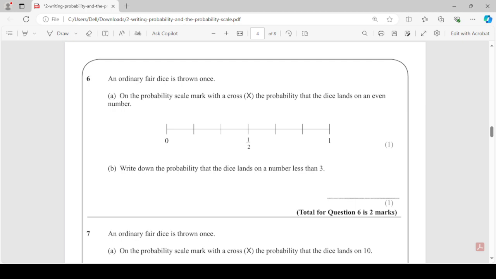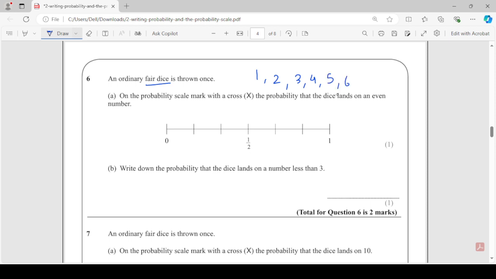Question number 6. An ordinary fair dice is thrown once. On the probability scale, mark with a cross the probability that a dice lands on an even number. Before I answer this, let's first look at a dice. This is a fair dice, so the sides are going to be 1, 2, 3, 4, 5, and 6.